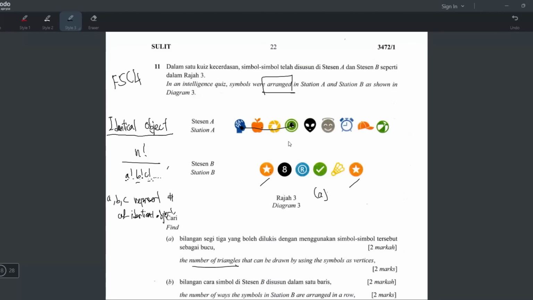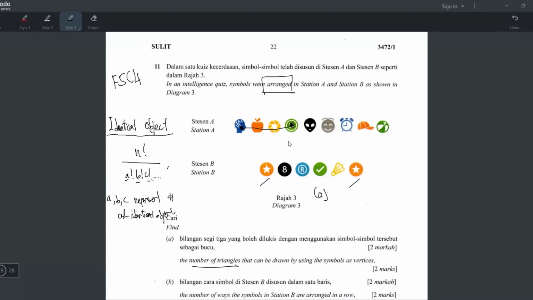So it'll be 6 factorial ataupun 6P6. Wait, there is identical object. And remember, I told you the permutation for identical object formula. You have to divide with the number of identical object. So there's only one symbol yang repeat, yang identical, which is the star symbol, and the star symbol muncul 2 kali, 2 times. So divide with 2 factorial. So let's tekan this, 360 ya. Ya, 360. Okay, soalan C, let's go.